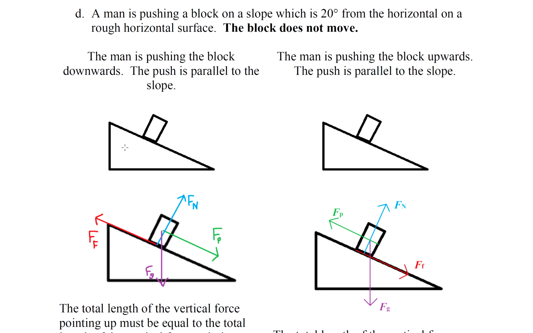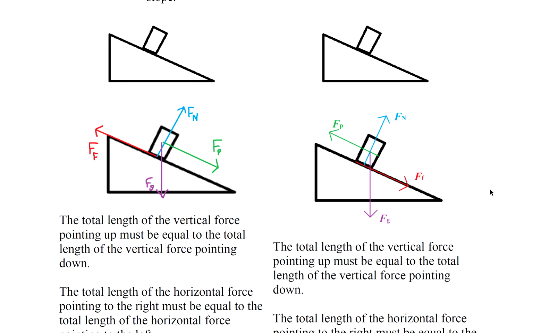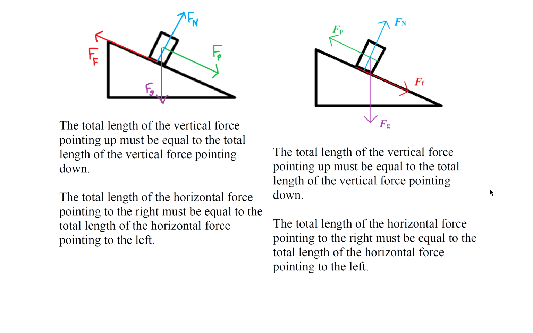On the right side, the man is pushing the block upwards. The push is parallel to the slope. So once again, the block doesn't move. So the total length of the vertical force pointing up must be equal in length to the total length of the vertical forces pointing down. And the total length of the horizontal forces to the right must be equal to the horizontal forces in total to the left. Because remember, sigma F equals ma. If on the right side a is 0, then on the left side sigma F is 0.